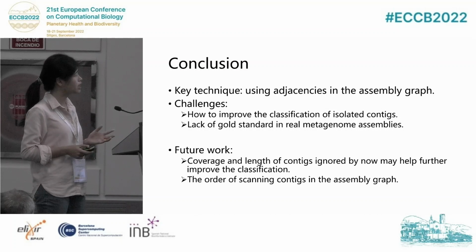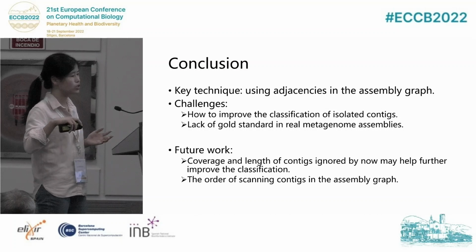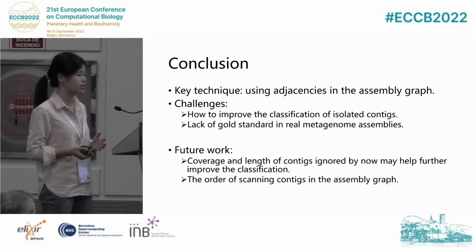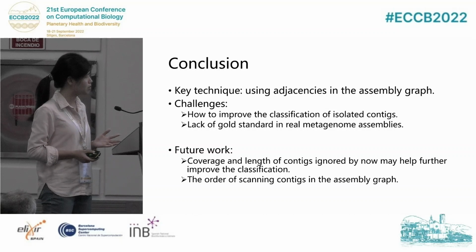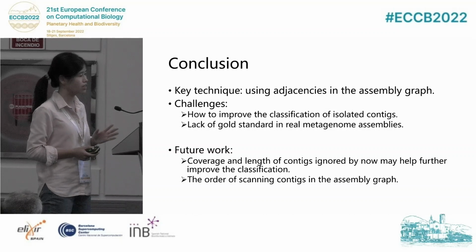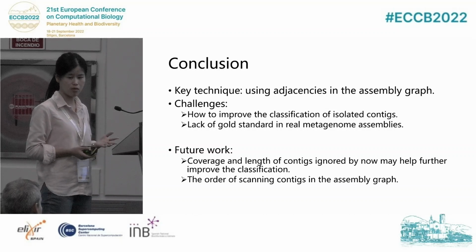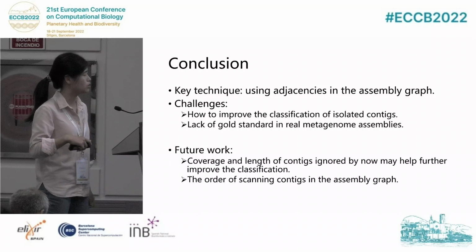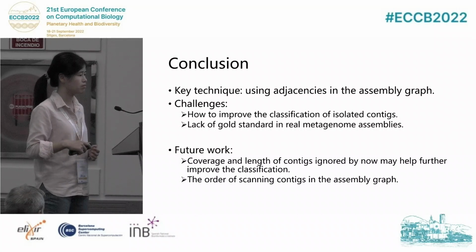And currently in our pipeline, we didn't use the coverage and the length information of contigs. So in our future work, we would like to combine that information and see if we can further improve the result. Also in the current pipeline, when we scan the contigs in the assembly graph in the correction and the propagation step, we scan them randomly. So in the future, we would like to consider the order more and see if we can improve the result by using maybe a more sophisticated order.